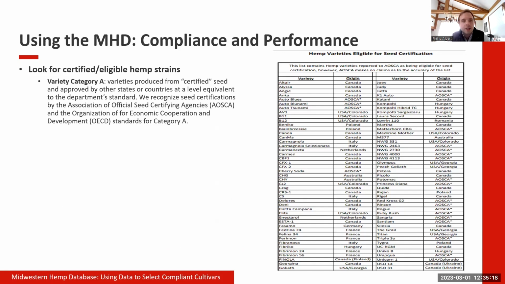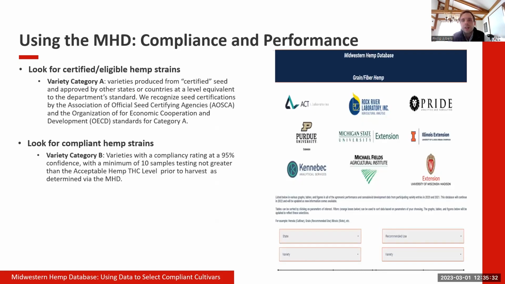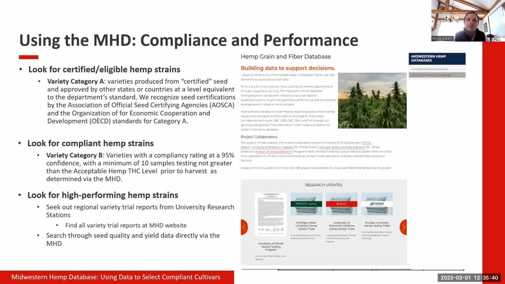So again, the idea is still the same for utilizing the hemp database to make selections. Look for seed certification from AOSCA or comparable agencies, whether it's in your state or in the region. Look at the hemp database to look at variety performance from a cannabinoid development standpoint, to see which varieties are going to have a better chance of being compliant. And then from there, look to our university station trials to make a selection based off of agronomic performance. And I think between all 3 of these things, you put yourself into a really good position to make an informed selection. And this is across the board for both grain and fiber hemp and cannabinoid hemp.